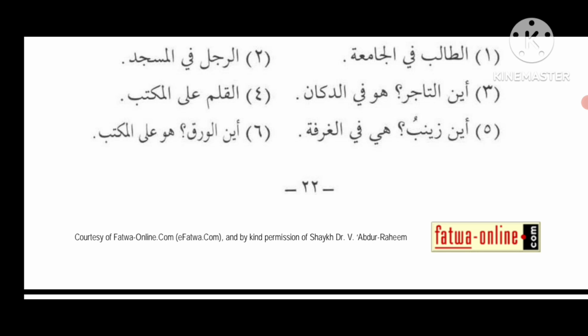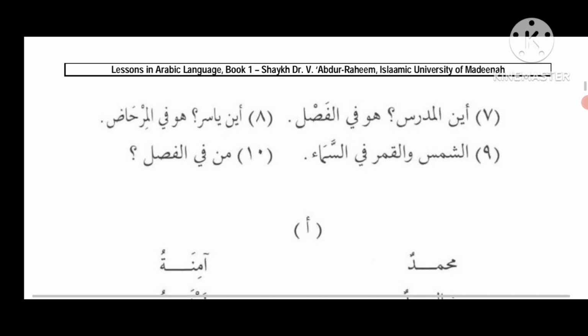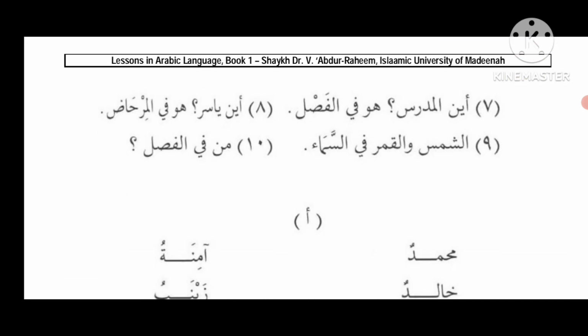Aina al-waraqu? Where is the paper? Huwa ala al-maktabi. It is on the table. Now we proceed to, aina al-mudarrisu? Where is the teacher? Huwa fil fasli, he is in the class. Aina Yasirun? Where is Yasir? Now, this one must take a tanween. We say, aina Yasirun? Where is Yasir?